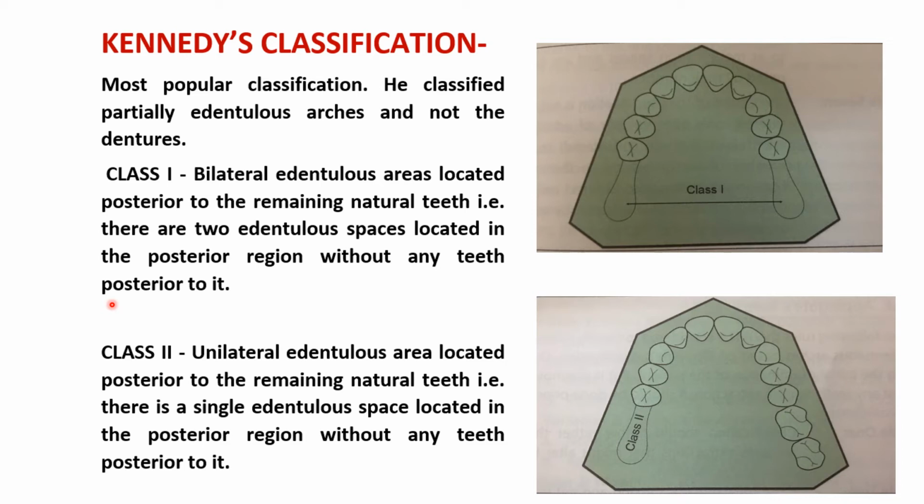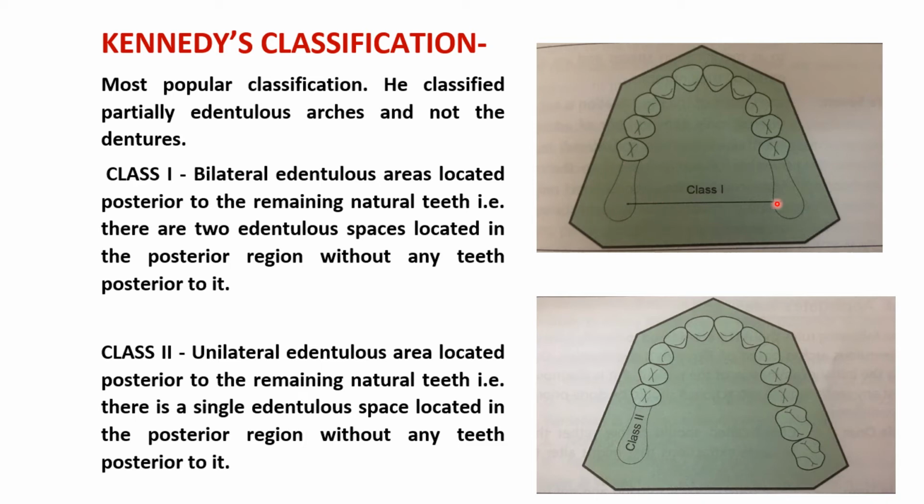Now what does that mean? Class 1 is when there is a bilateral edentulous area. Bilateral is on both sides. So this is the maxilla, the upper jaw, and this is your midline. When you have an edentulous area on both sides, that means a bilateral edentulous area located posterior to the remaining natural teeth. The remaining natural teeth are simply your remaining teeth, so the edentulous area is located posterior to them, bilaterally on both sides.